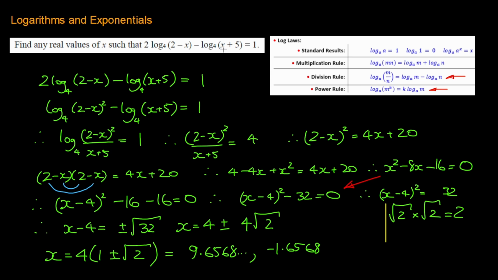Now, because we cannot take the logs of a negative number, do either of our terms fall foul of that rule? X plus 5, well, with both of these values, this term is not in trouble at all. We're okay. But when x is equal to 9.65, which is the positive version of our two solutions, we are in trouble. We cannot take the logs of that negative number. That solution is out. So our only solution that works is x is equal to 4 times 1 minus the root of 2. And that is your one and only answer.